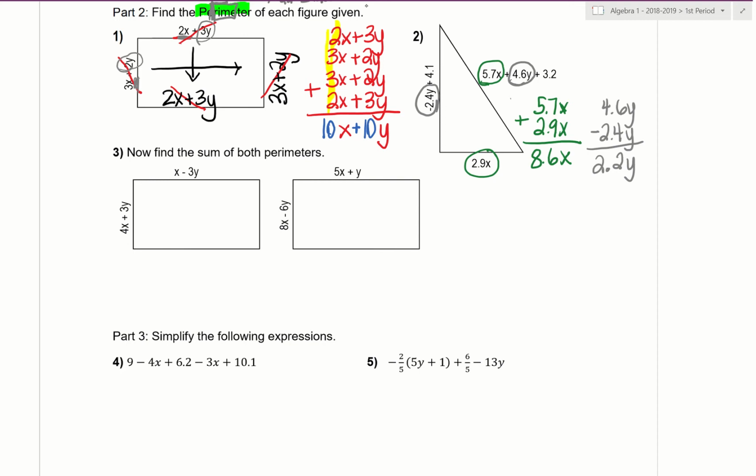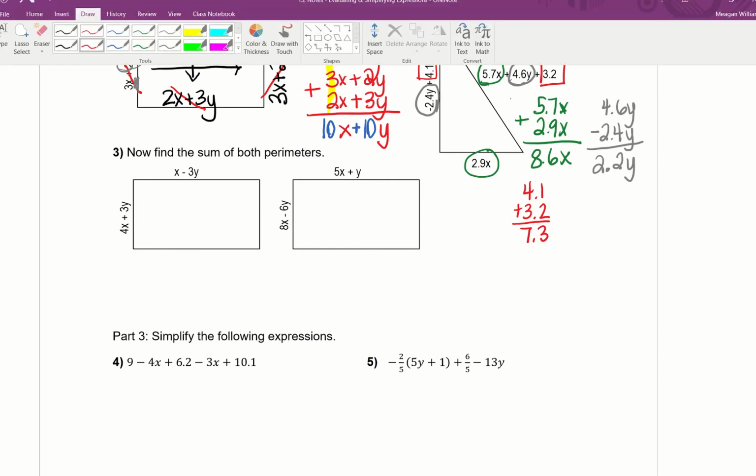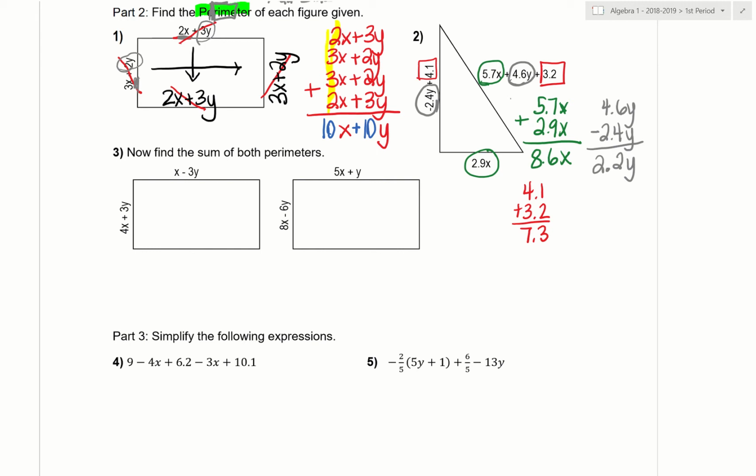And then last but not least, I'm going to work with just the constants that are sitting over here by themselves. We've got a positive 4.1 and a positive 3.2. That's going to be 7.3. But my final answer has to put all these terms back together. So I'm going to start in alphabetical order. X's are going to come first. My answer is going to say 8.6x plus 2.2y plus 7.3 because all the remaining coefficients are positive numbers.